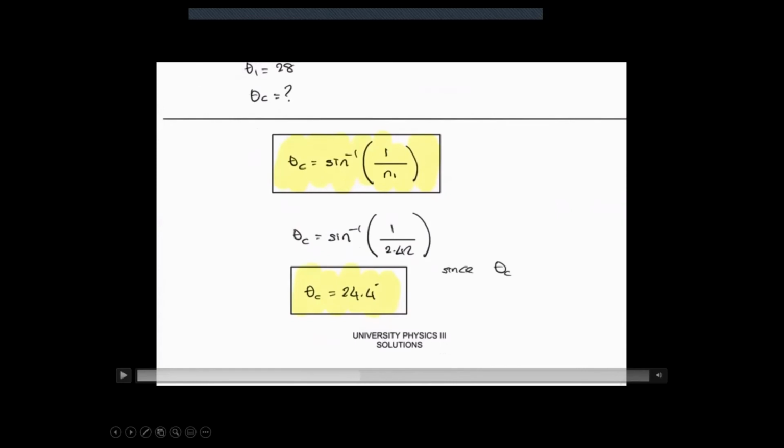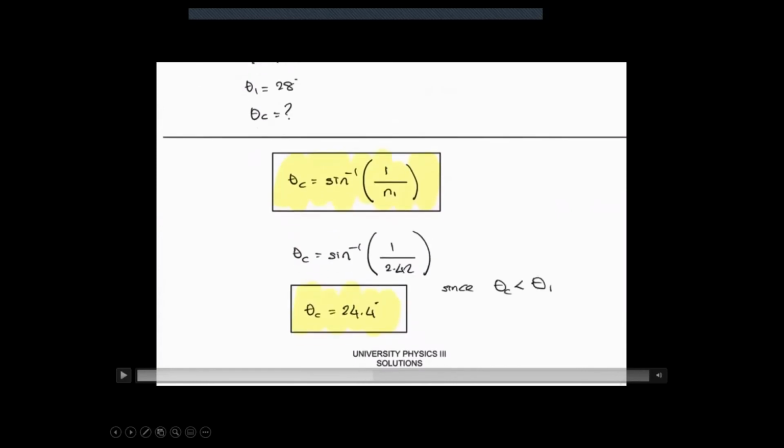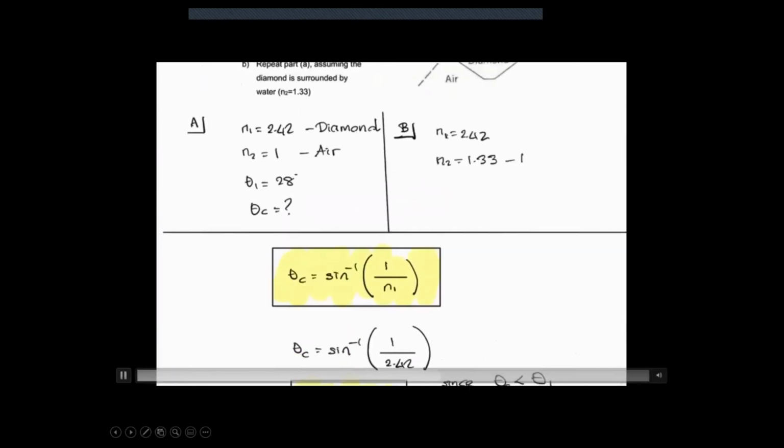So it's going to remain inside the material. The critical angle is smaller than this angle, so therefore the light is internally reflected. So it's going to get captured by the material.